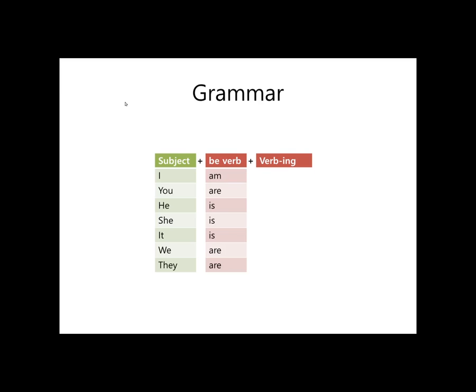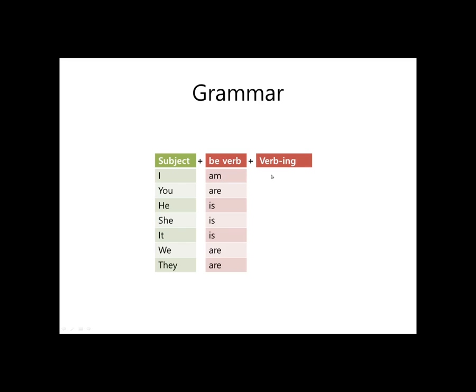It's not too difficult. Okay, we have our subject, colored here in green, our subject, who or what we are talking about. We have our be verb, and this is in the present simple tense. So in the present tense, we have am, are, is. Okay, these are the three we will use today. And we have our action verb goes here. So an action verb, something you do.